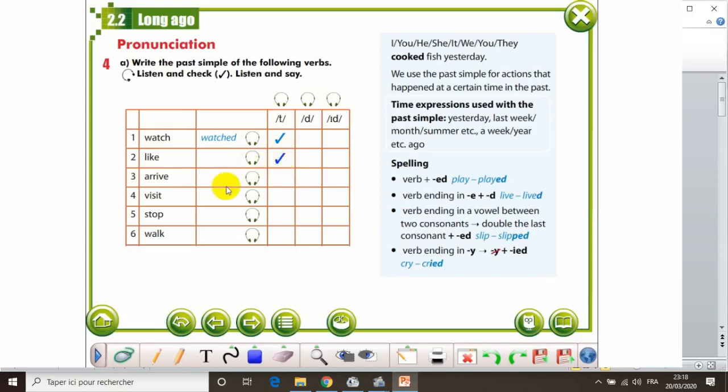Arrived. Listen, arrived. Visited. Stopped. Walked. Here, you see the intonation or the pronunciation of each word. We can see this later, I think. Sessions inside the classroom can do better, I think.